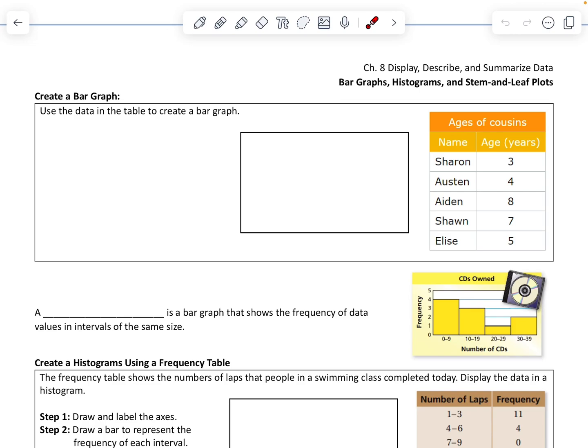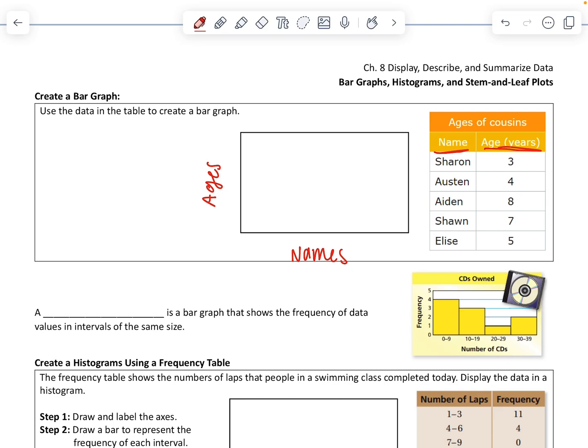It says use the data in the table to create a bar graph. So we have our data right here in our table, and we have to display it in a bar graph. The first thing I'm going to do is figure out my labels. We have names and we have ages. I'm going to put names at the bottom of my graph here, and ages are going to go right here. Notice I left room so that I can fill out the names and the ages.